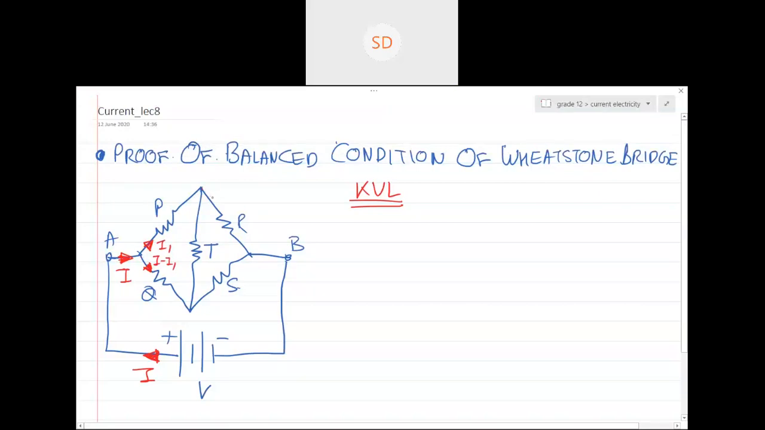When this current reaches over here, let's say the current is I1. Okay, sorry, so this becomes I2, and this will be I1 minus I2. So this I1 minus I2 will pass through here and I minus I1 will pass through here. They both will combine and become I minus I2 over here.